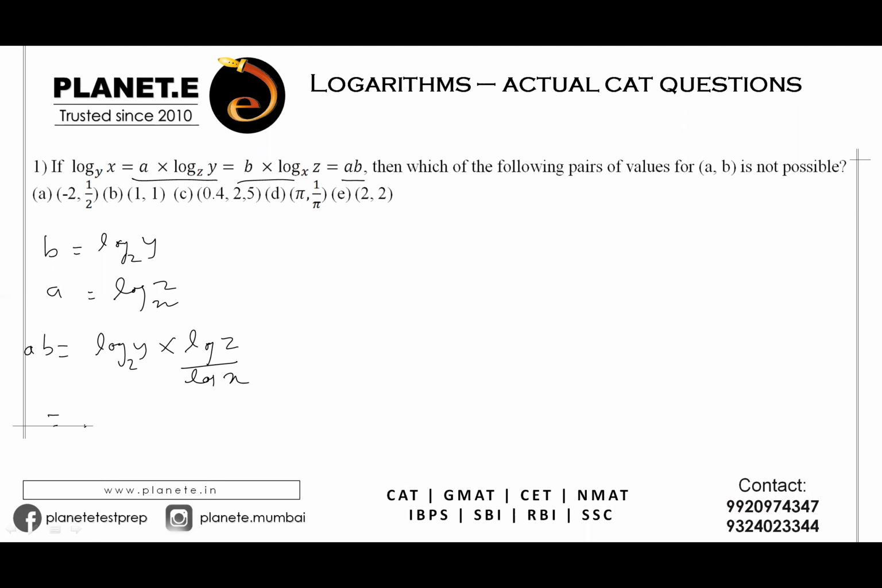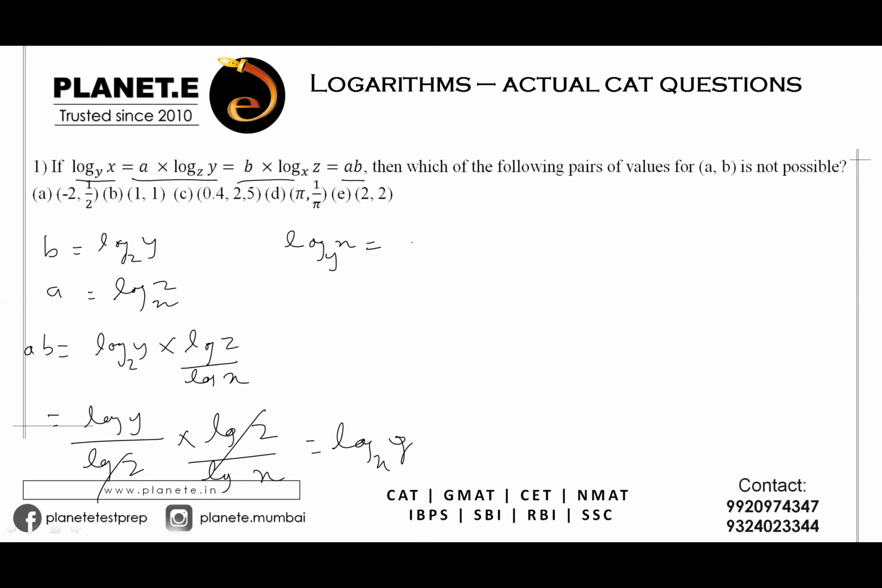So this term I can write like this, and this term I can write like this. So log Z cancels, and eventually I'm left with log of y to the base x. Now the very first term says log x to the base y is equal to AB. And we have seen that this AB is also equal to log of y to the base x. So eventually I can compare these two things now.